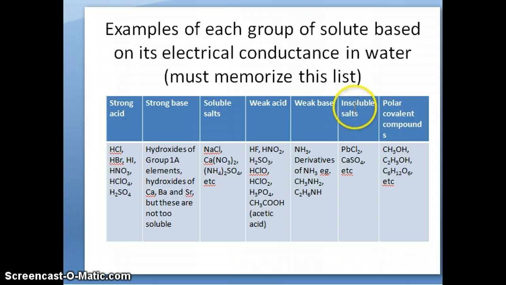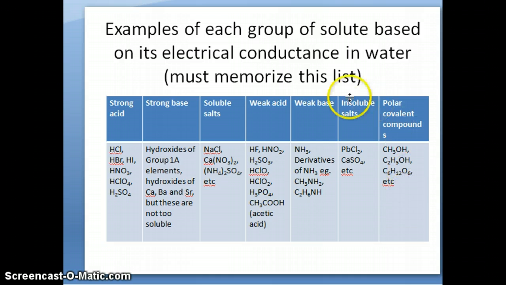And then you also have insoluble salts. Again, these are salts that don't dissolve too much in water. They're ionic compounds, but they don't produce a lot of ions in water. We'll talk a little more about them in a second also. And then of course you have your polar covalent compounds, things like methanol, ethanol, glucose, table sugar, sucrose, and so on.